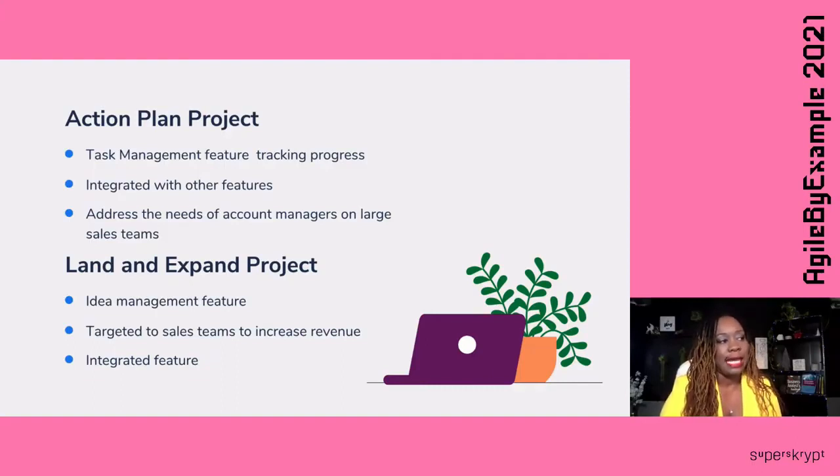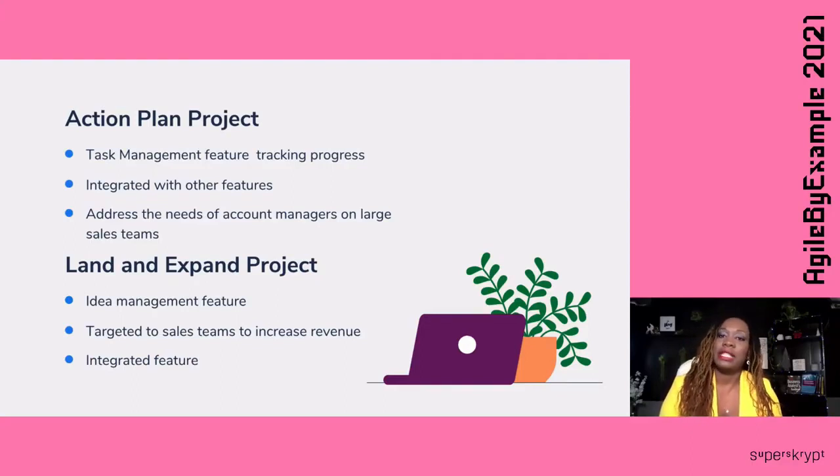The other project was Land and Expand. So land and expand is also kind of a sales organization term, right? So you've already gotten the account, they became a customer, they paid you money. How do you keep getting money out of them? How do you keep expanding? How do you keep upselling, cross-selling? What else can you do to get revenue out of that account? So how do you manage the ideas for growing revenue, right? That's what that project was about, targeting sales teams and how they increase the revenue.